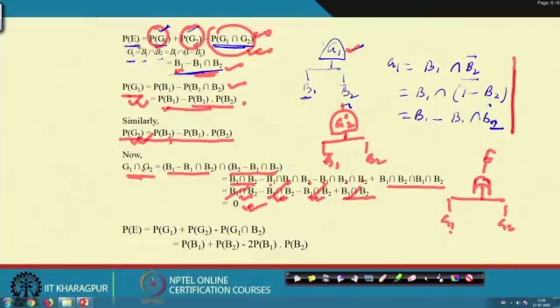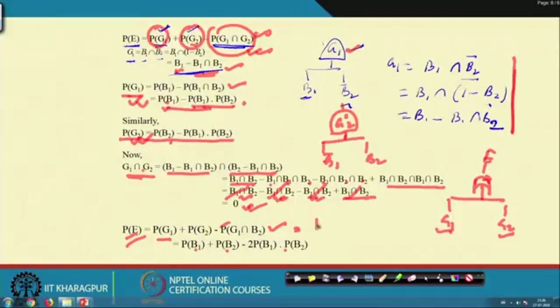Then the probability of E is P(G1) plus P(G2) with an OR gate. The same formula we have written here, but the intersection term will become 0. So, then P(G1) is what? P(B1), then P(B1) into P(B2), and P(B2) like this.